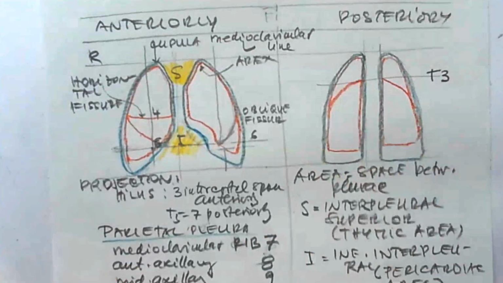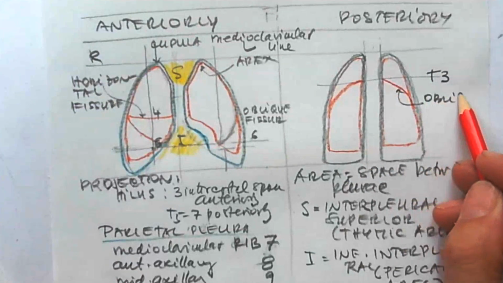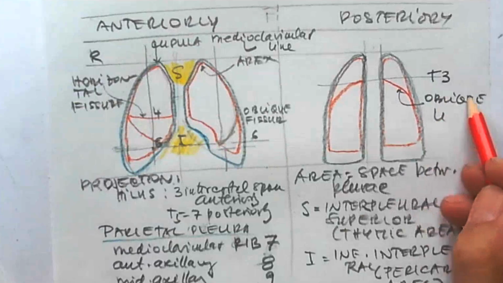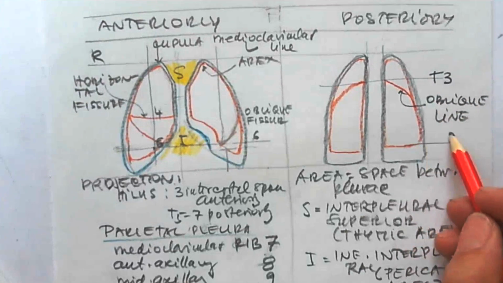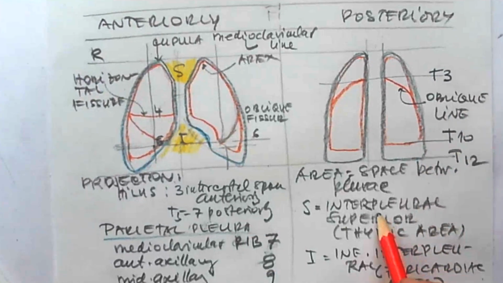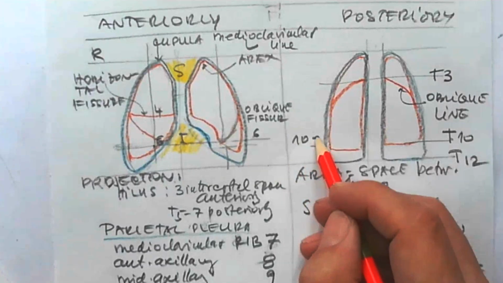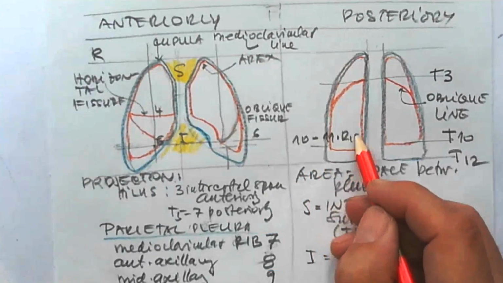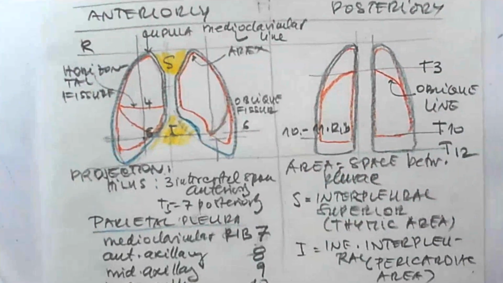That's it. So this one is again an oblique line. And here we are at the level of T10, this one T12. Or we could say that this could be at the level of the 10th to 11th rib. Good. So this is the projection.